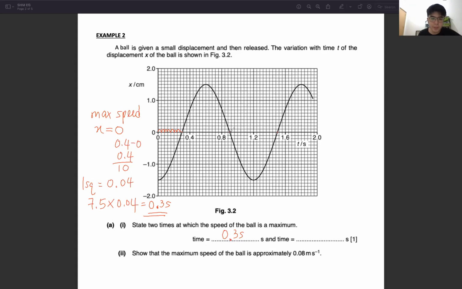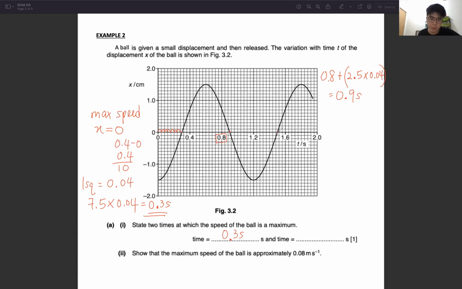And the next one over here, we started at 0.8. So we do 0.8 plus how many squares? 1, 2, 2.5. So 2.5 times 0.04, 0.9 seconds.